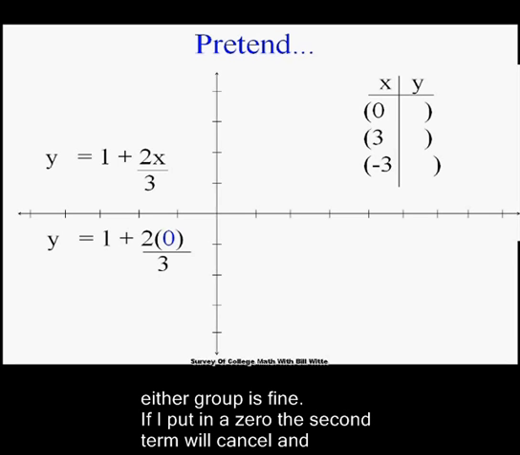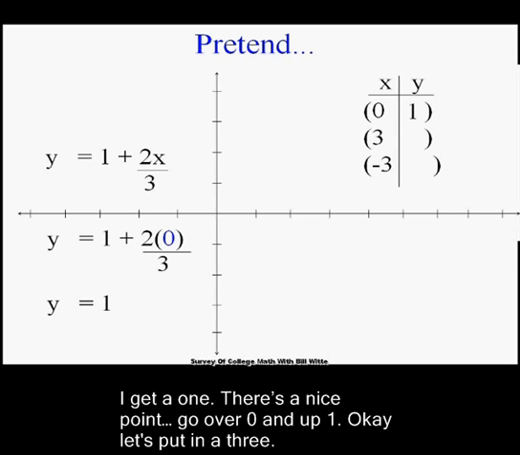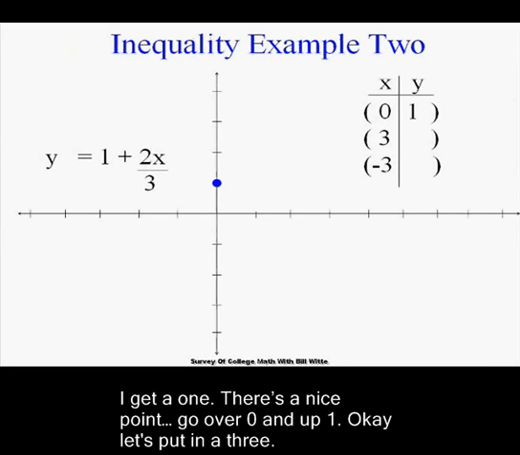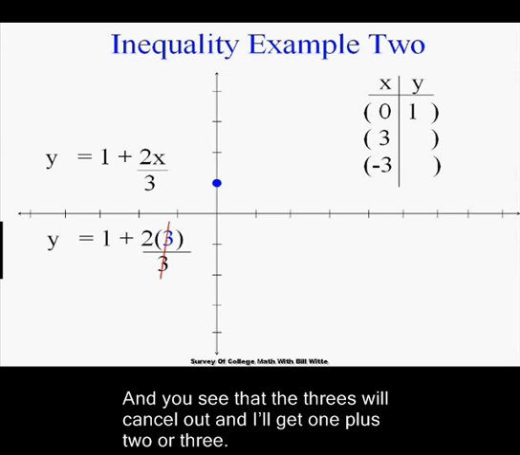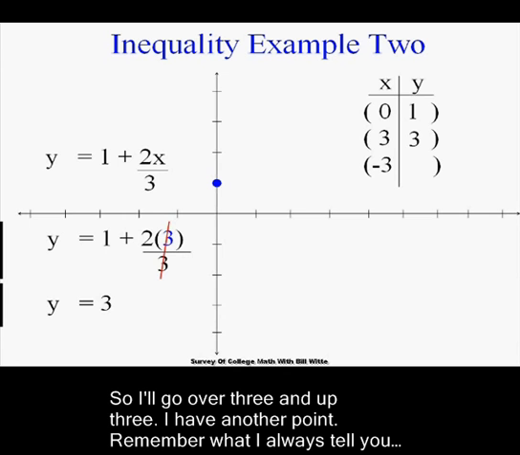If I put in a 0, the second term will cancel, and I'll get a 1. And there's a nice point. Go over 0 and up 1. Okay, let's put in the 3. And you'll see that the 3's will cancel, and I'll get 1 plus 2, or 3. So I'll go over 3 and up 3. And I have another point.